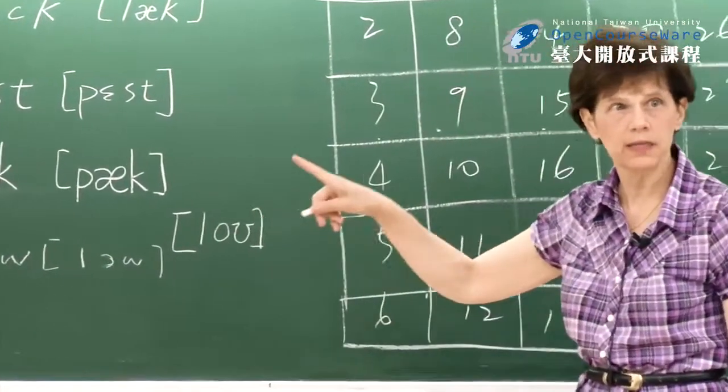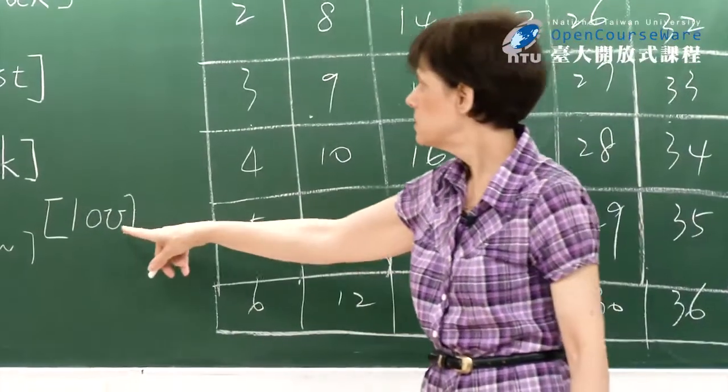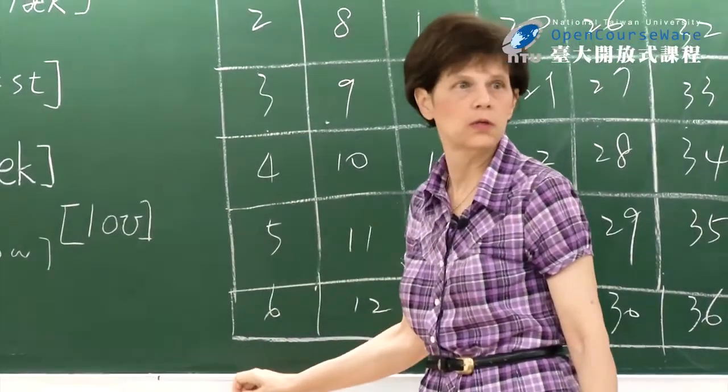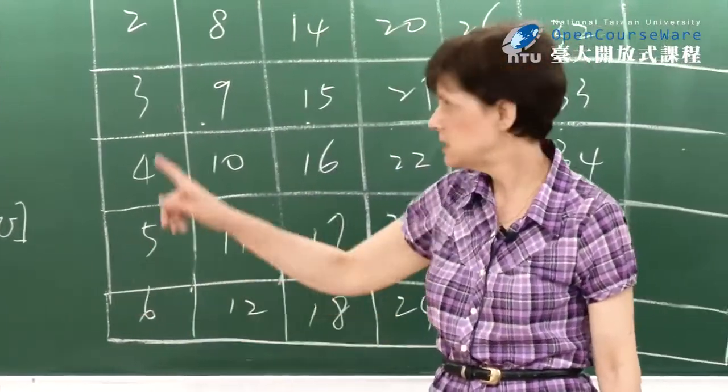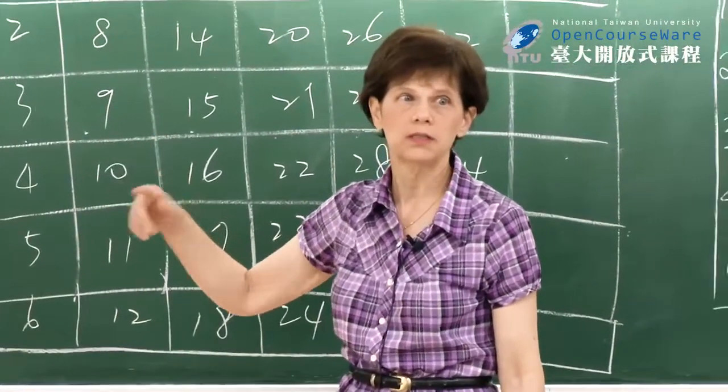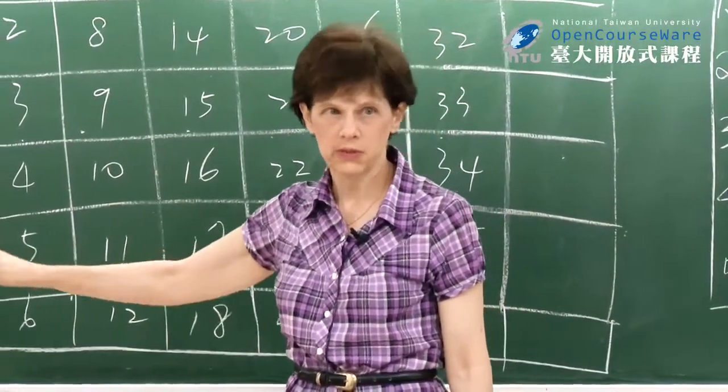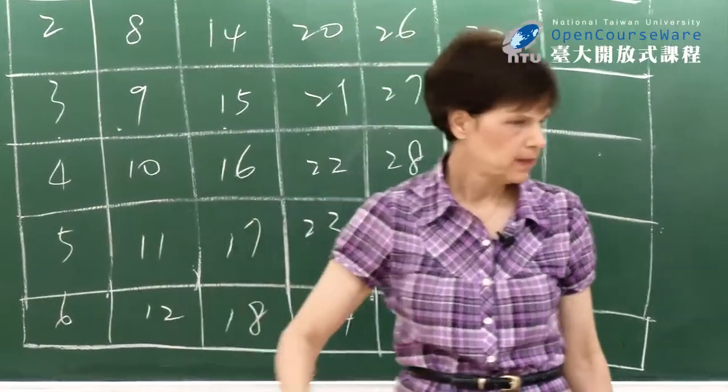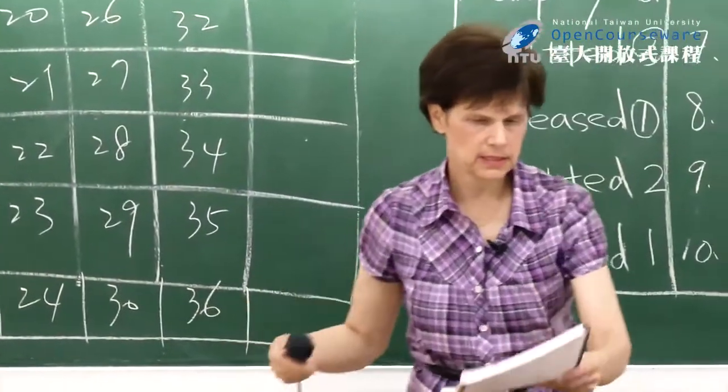And I told you about K-K-O. We're going to write it as O-U. Low. So if you only write L-O, that's wrong. Okay, that's the K-K way, but we're using this way. Okay? Then number 6.